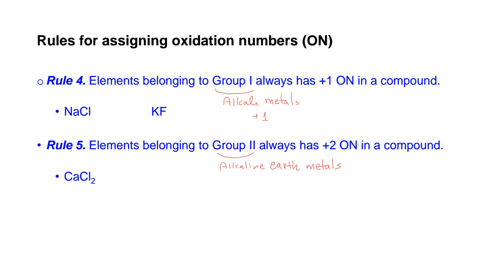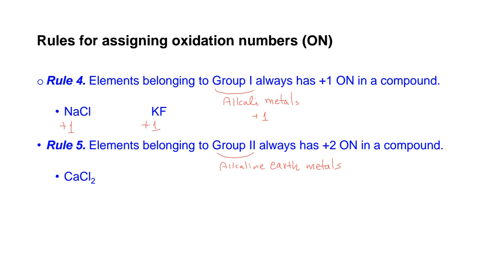Basically, rule number 4 states that the oxidation number of sodium, which belongs to group 1A alkali metals, is equal to +1. Group 1A elements tend to have a +1 charge when they form an ionic compound with a non-metallic element, right? So the oxidation number of sodium in sodium chloride must be +1. Similarly, the oxidation number of potassium in potassium fluoride must be +1.